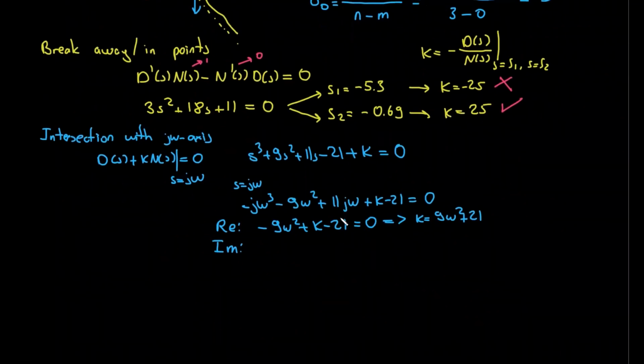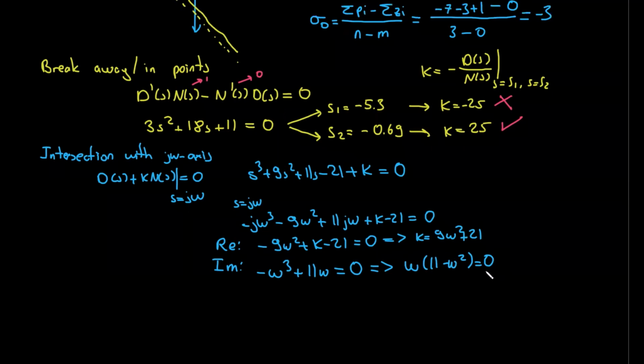So let's have a look at the imaginary part. I have minus omega cubed plus 11 omega equal to 0, okay? So from there, I can simply write omega times (11 minus omega squared) equals 0. And the solution to that is either omega equals 0 or omega is equal to plus minus square root of 11, right? And the corresponding roots are s1,2 equal to plus minus j times square root of 11.